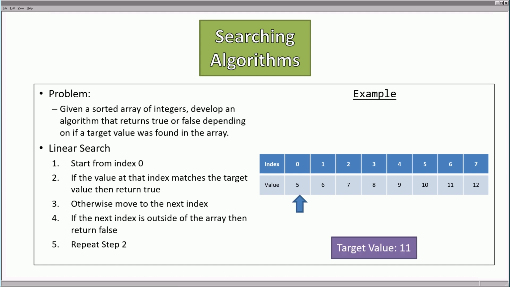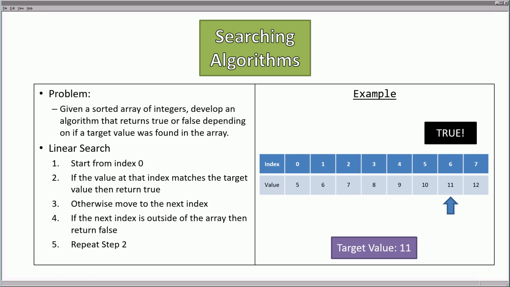For example, let's say that we're looking for the target value 11, and we're going to start at index 0. So we just compare the values at that index. 5 is not equal to 11, move on. 6 is not equal to 11, move on. 7 is not equal to 11, 8 is not equal to 11, 9 is not equal to 11, 10 is not equal to 11, but 11 is equal to 11, and we return true. So obviously, this is a way that we can implement a searching algorithm.